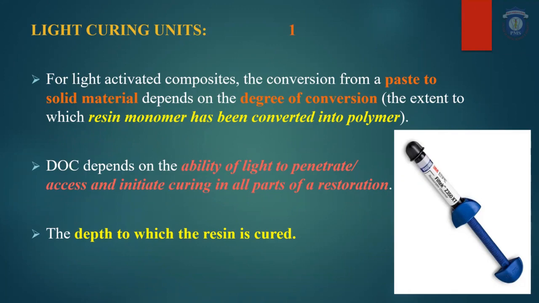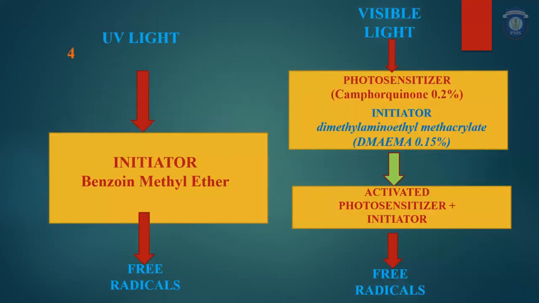So for light activated composites, the conversion from a paste to its solid form depends upon degree of conversion, or in simple terms, how much resin monomer has been converted into its polymeric form. Degree of conversion depends upon the ability of light to penetrate, access, and initiate curing in all parts of a restoration. Or rather, degree of conversion basically determines the depth to which a resin is cured. We have different light sources for curing a composite resin, which include UV light, visible light, laser light, etc.